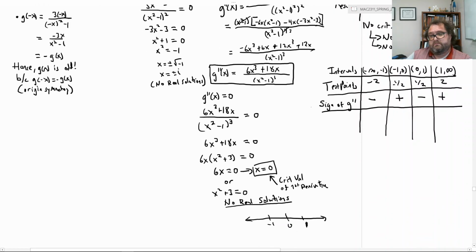Okay, so remember, we're talking about the second derivative being positive or negative, and so our results are going to be where the second derivative was negative. The original function is concave down. So concave down in these two intervals. And then where the second derivative was positive, the original function is concave up.